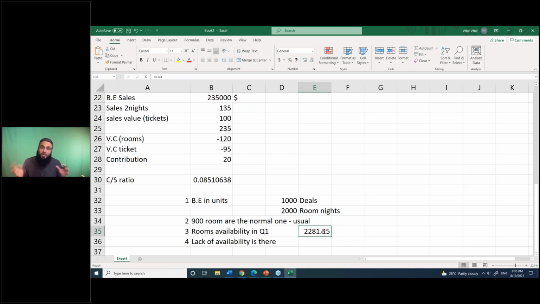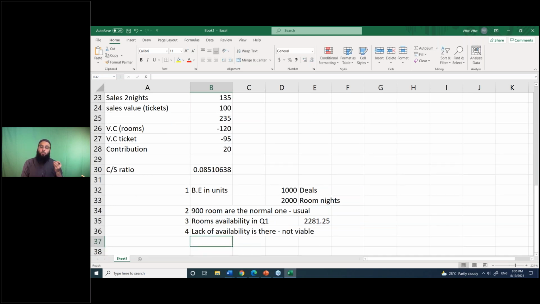So now 1,300 rooms you have, but for this theater deal to break even, you need 2,000 rooms. So due to lack of availability, this is not a viable one. The project is not viable, because you need 2,000 rooms to make it viable. So 1,000 is the deals that you need to sell for this theater package, and each deal requires 2 room nights, which means 2,000 room nights are required.